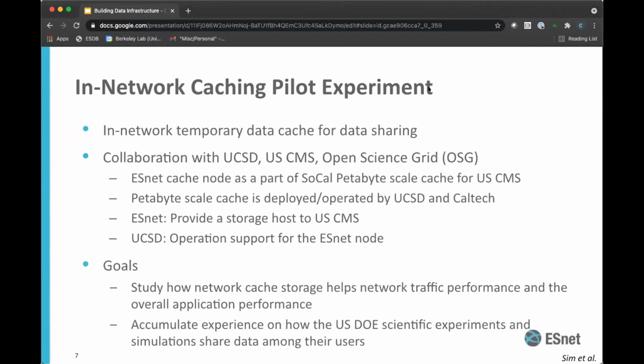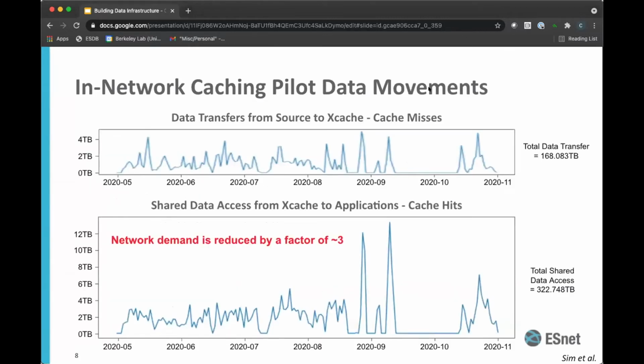So the first one I want to talk about is in-network caching. This was done essentially in collaboration with UCSD, USCMS, and the Open Science Grid. And the basic idea was to understand how much network utilization savings we get out of these caching solutions, as well as the overall application performance. These are a couple of graphs that give you a summary.